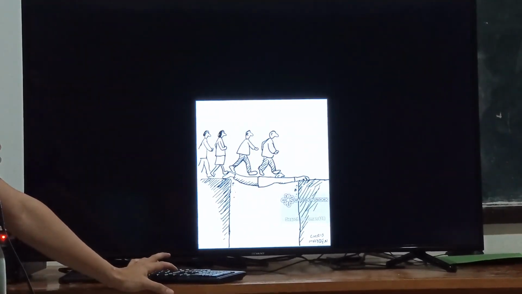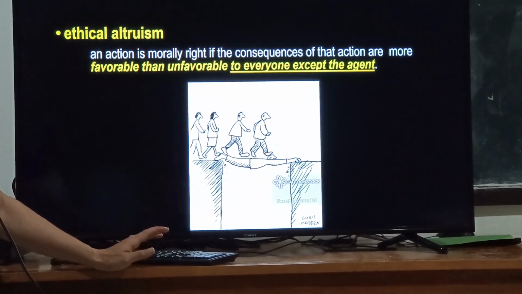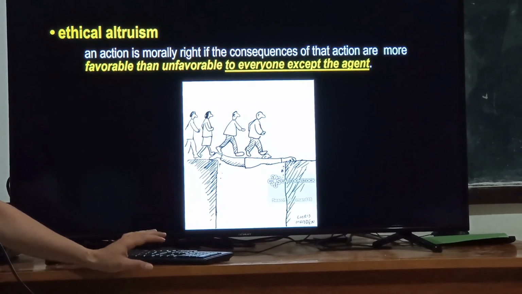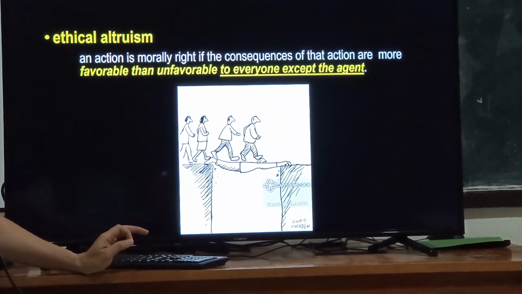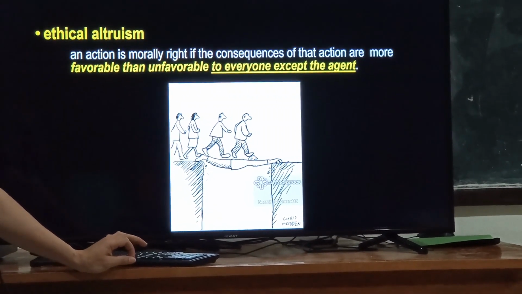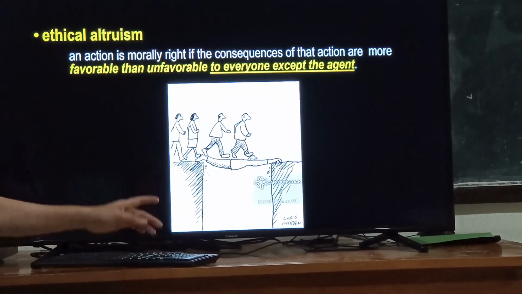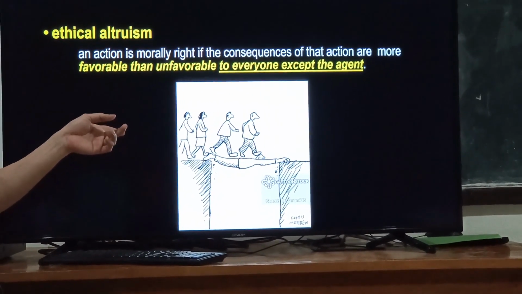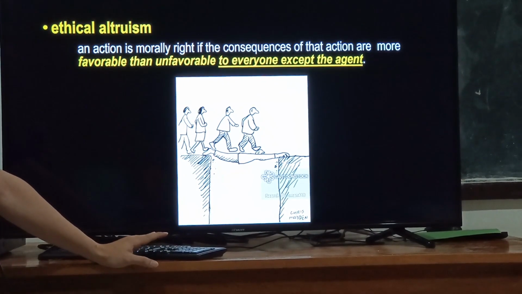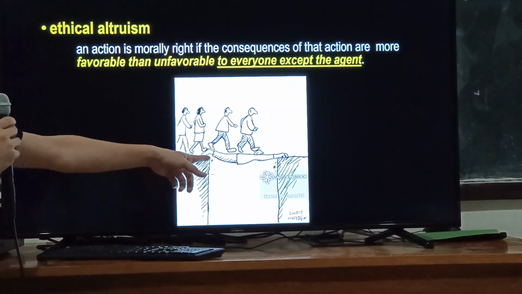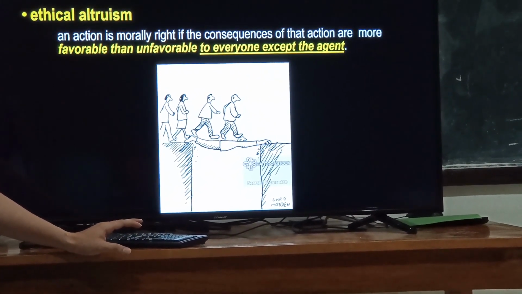Now, what about ethical altruism? In ethical altruism, the act is more favorable than unfavorable to everyone except the agent. Now, this is the exact opposite of ethical egoism, because in ethical egoism, only the agent is benefited, while in ethical altruism, everyone is benefited except the agent. As seen in the picture, you can see that out of the 5 persons, the 4 persons are benefited from the act of the single person who sacrificed himself for the benefit of the other 4.